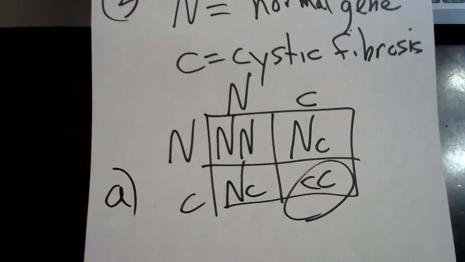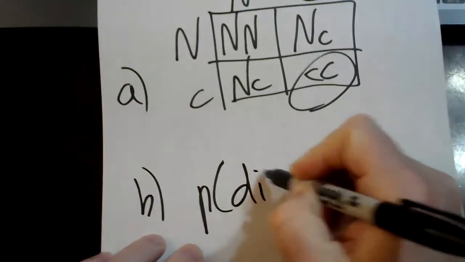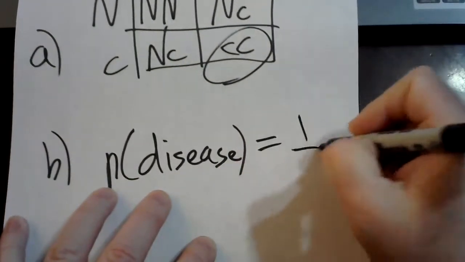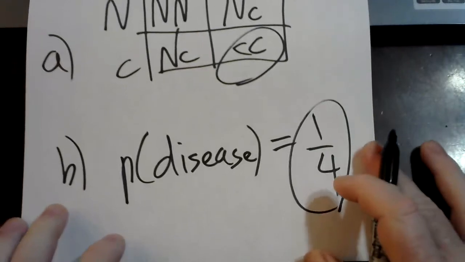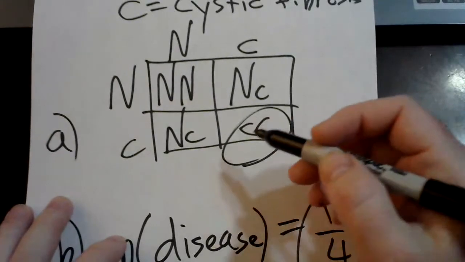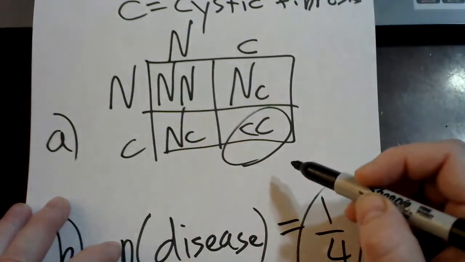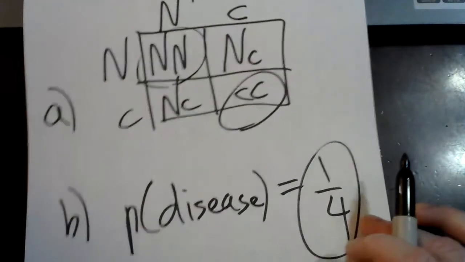What is the probability that this child will have the disease is part B. Well, you can see that exactly 1 out of 4 of the offspring have cystic fibrosis, so that is the probability. And they didn't ask this question, but they also could have asked, what's the probability that the child is a carrier? The answer would be 2 out of 4, or 1/2. The probability that they're totally normal is also 1 out of 4.